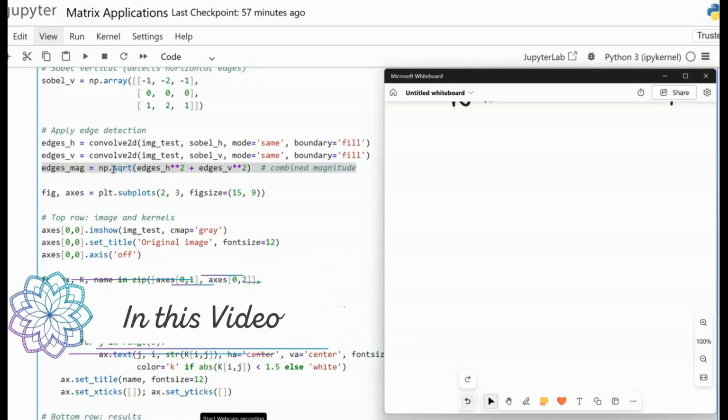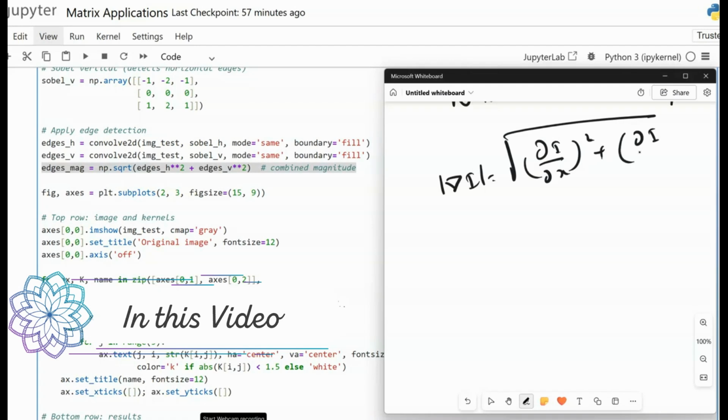So this is the gradient magnitude, let me specify it mathematically. It is the square root of the horizontal edge squared plus the vertical edge squared. So the horizontal edge is dou I by dou x the whole square plus dou I by dou y the whole square. So this is the mathematical interpretation. It just combines directional derivatives into a rotation invariant edge strength.